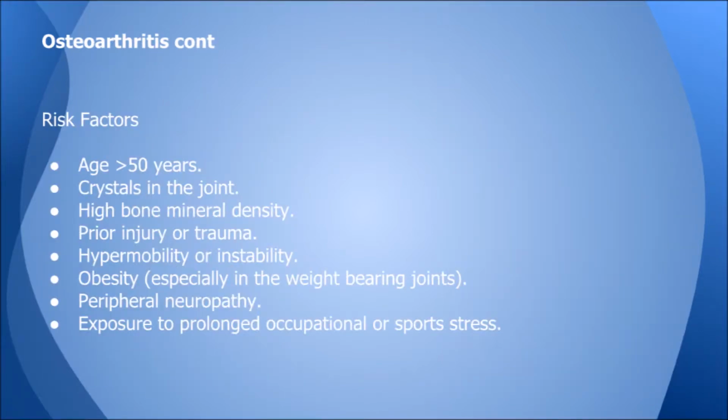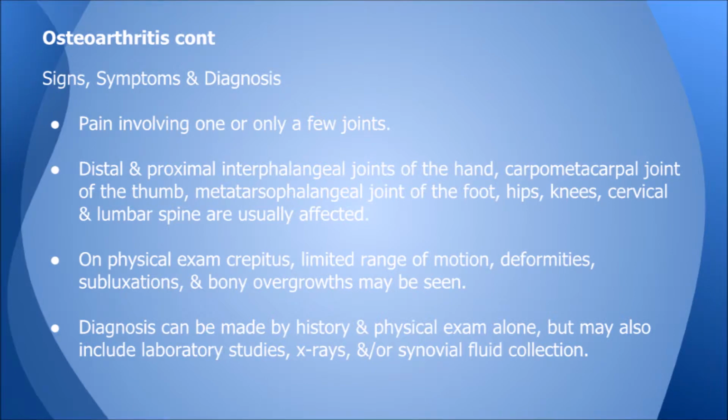Here's some risk factors that would either cause you to have or make you more likely to have osteoarthritis: your age, prior injury or trauma, obesity. Here's some signs and symptoms, or things that you would look out for if you think you may have osteoarthritis: pain involving one or only a few joints, limited range of motion, stiffness, subluxations or dislocations.